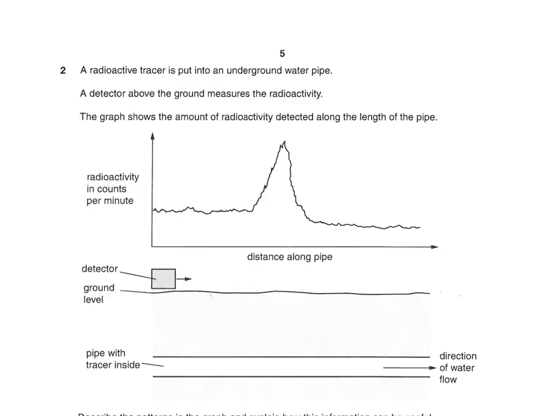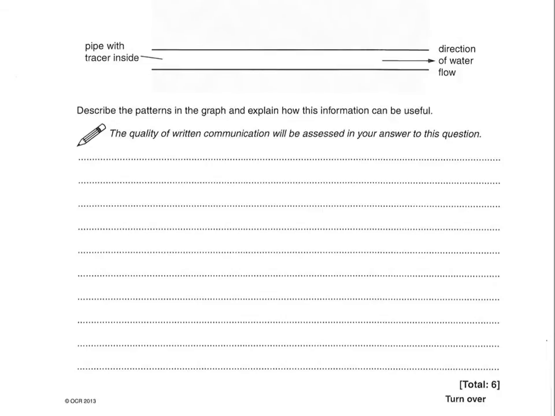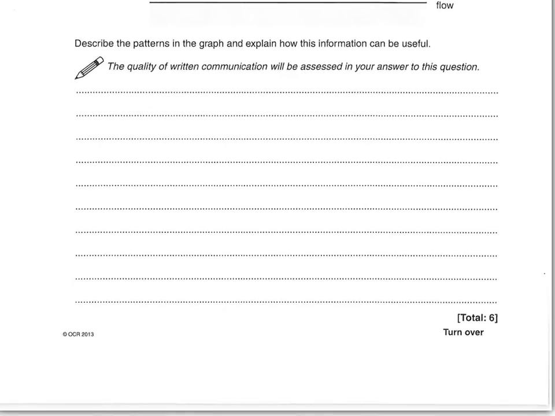A radioactive tracer is put into an underground water pipe. A detector above the ground measures the radioactivity. The graph shows the amount of radioactivity detected along the length of the pipe. So there's the graphs. Oh, sorry, this is the 6-mark question. So if you could mark this yourself and then ask your teacher if you are unsure whether you've marked it correctly.